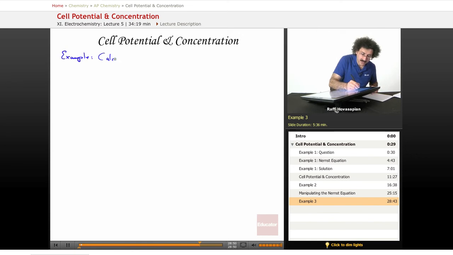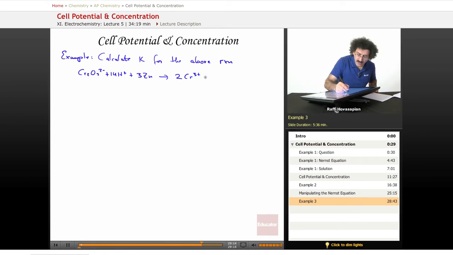Calculate K, the equilibrium constant for the above reaction. Okay, so let's write the reaction again. We have Cr2O7 2- plus 14H+ plus 3Zn going to 2Cr3+ plus 3Zn2+ and 7H2O, right?